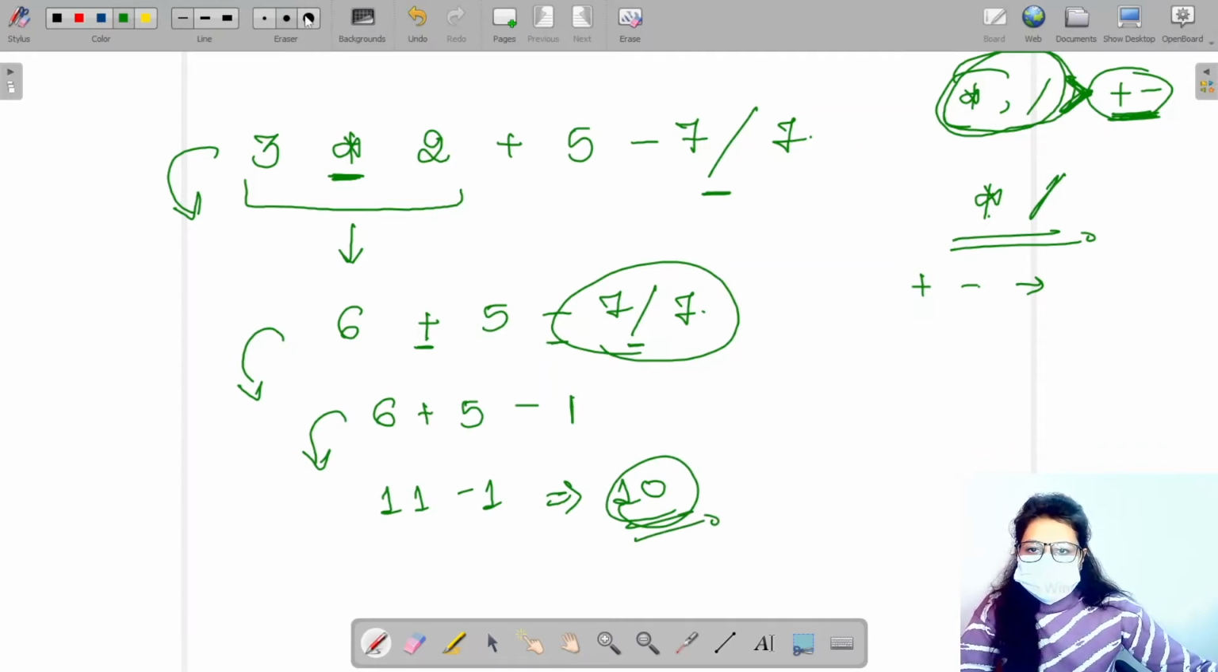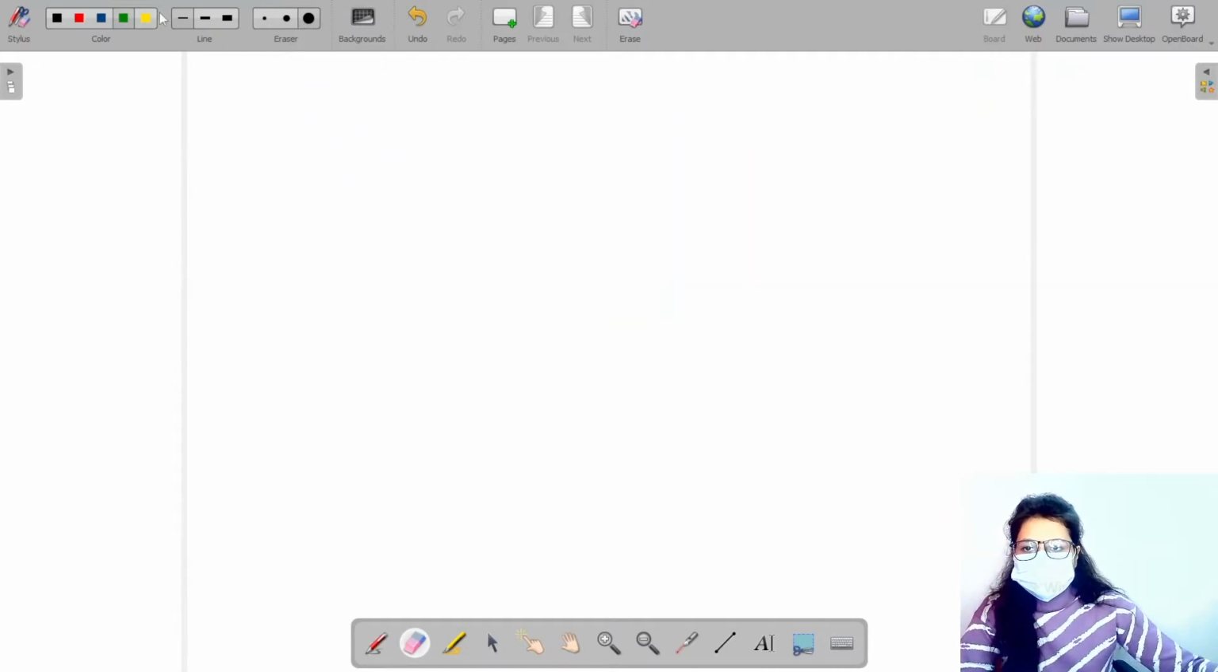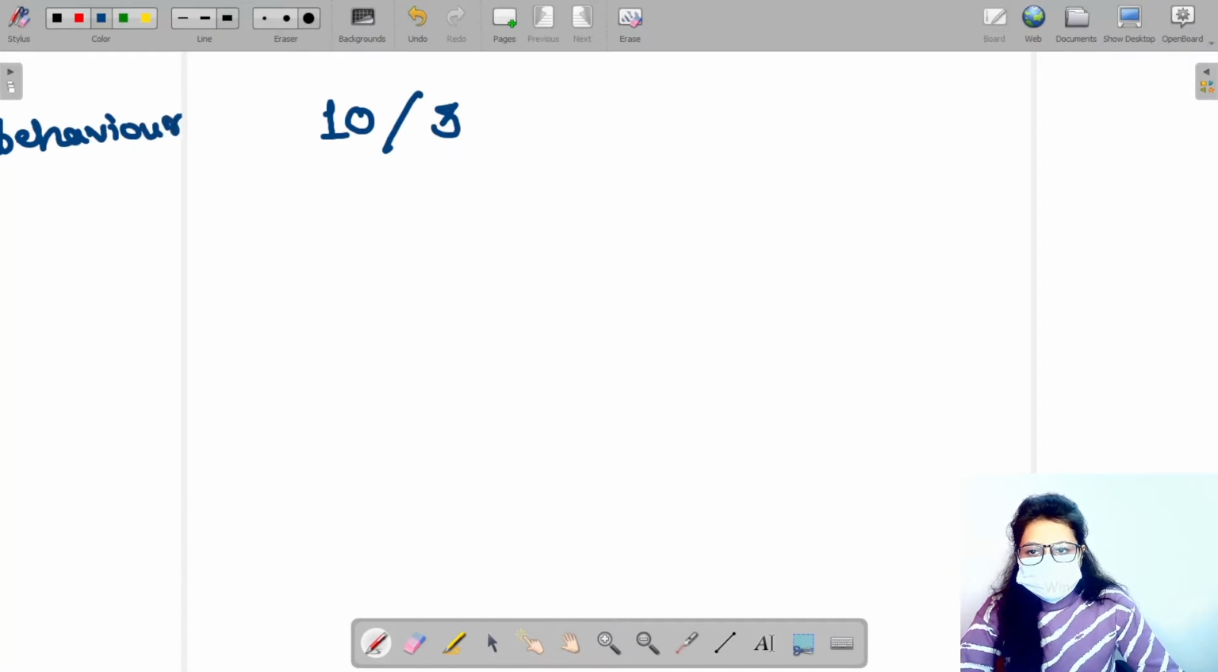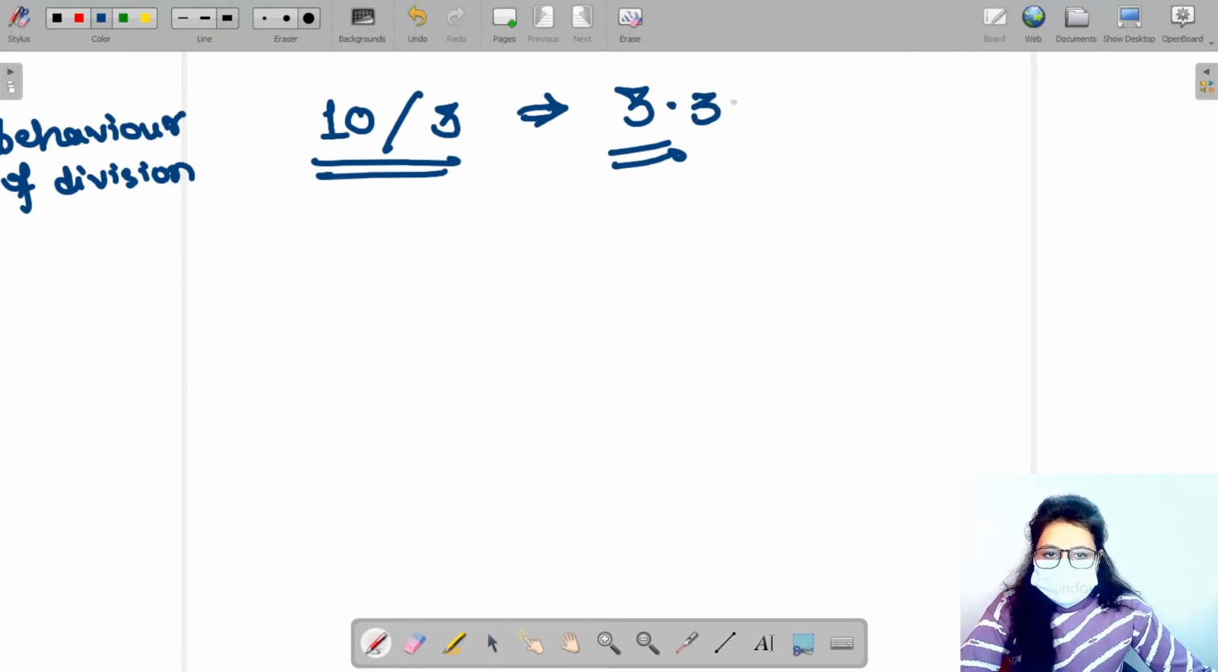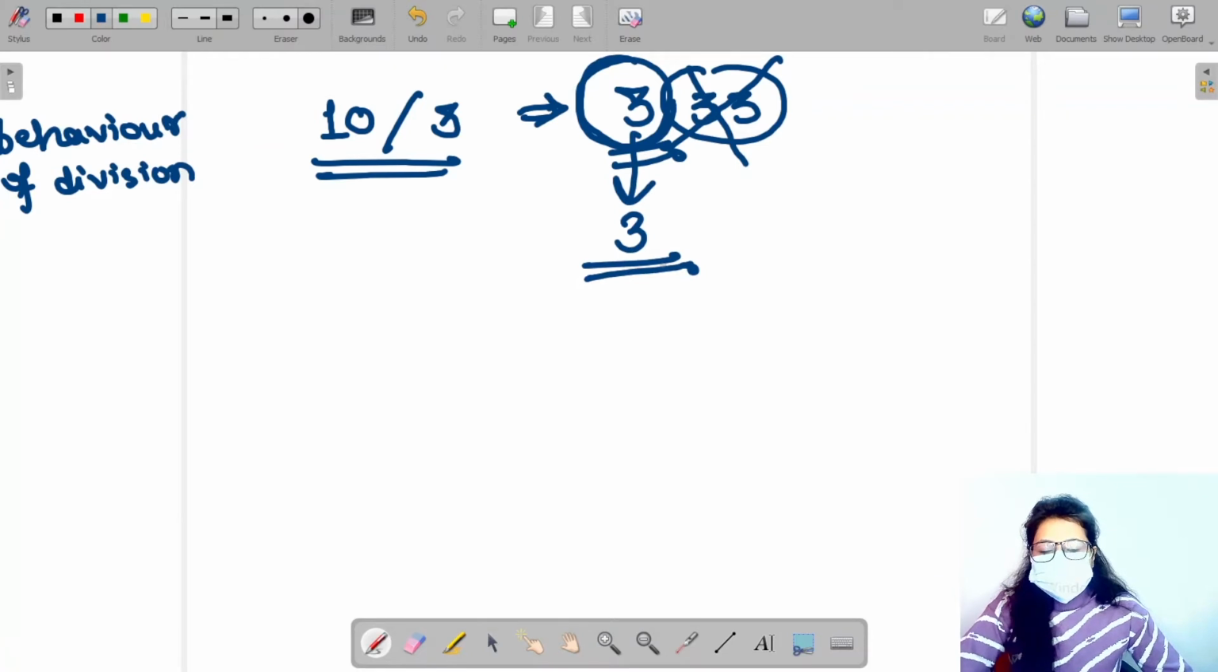Let's take one more example. The second rule was that if we are given something like 10 divided by 3, the behavior of division is such that it will produce only the int value, not the decimal value. For this, the answer would be 3 only. It would be 3.333, right? But we will discard the decimal value and consider the int value only, which is 3. This is the basic rule in this calculator, that it will only produce the result as an integer value and will discard the decimal value.